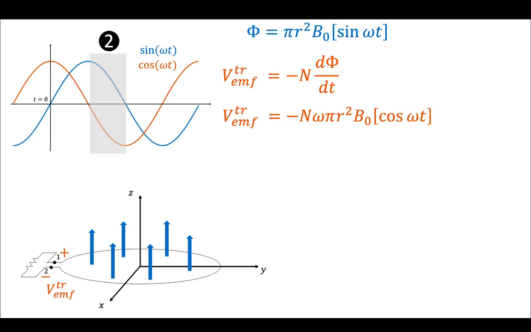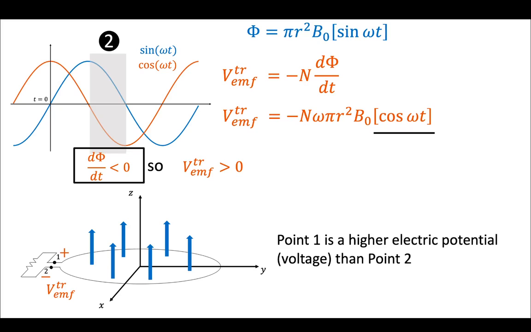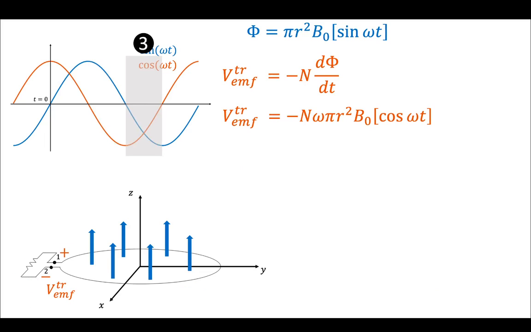Now let's look at region 2. In region 2, let's look at the blue line, the sine omega t. The magnetic flux is positive in this region, but we can see that the blue sine wave is going down. It's getting smaller and smaller throughout this region. The cosine omega t becomes negative in this region, so d phi dt is less than 0. But because of that little leading negative sign, we have a negative in front, and then the cosine value is also negative, so the transformer EMF is going to be greater than 0. This means that point 1 is at a higher electric potential than point 2. The current is flowing from positive to negative, which means that we have a positive polarity.